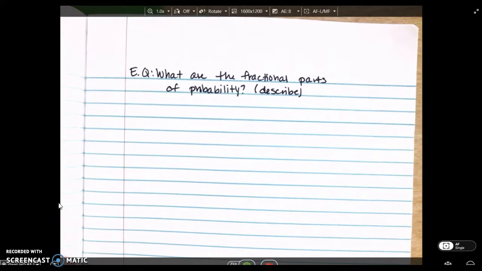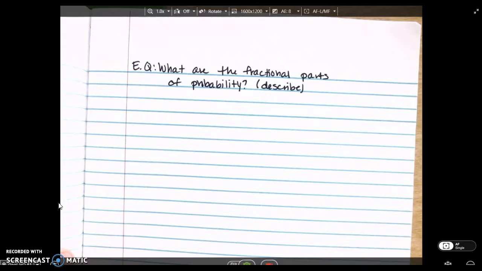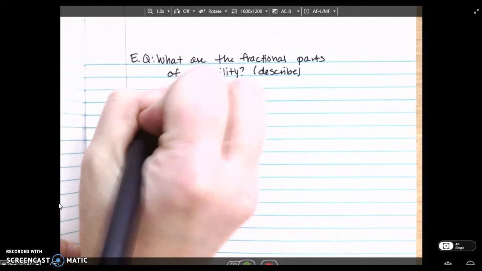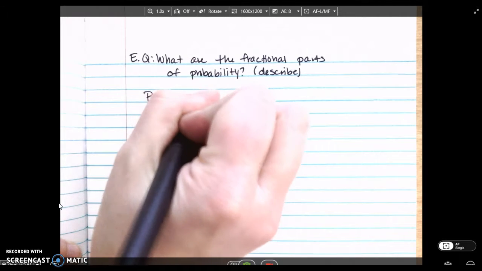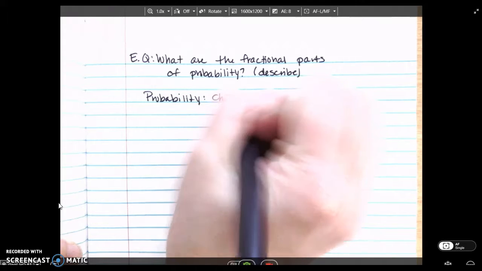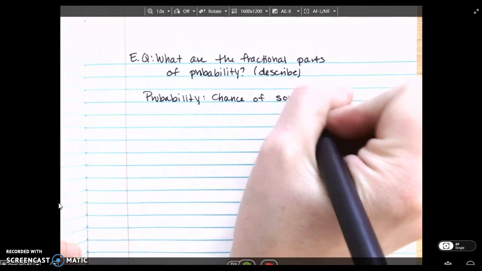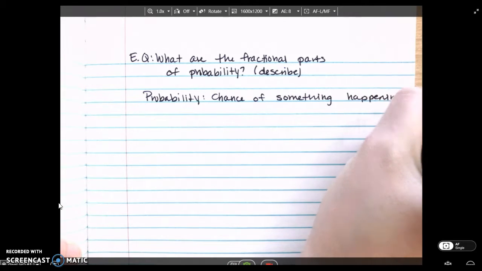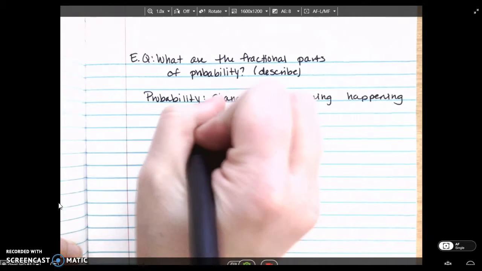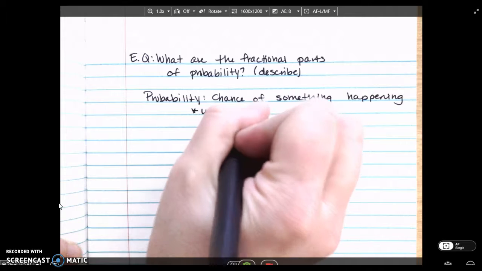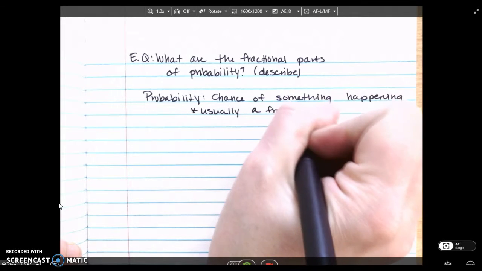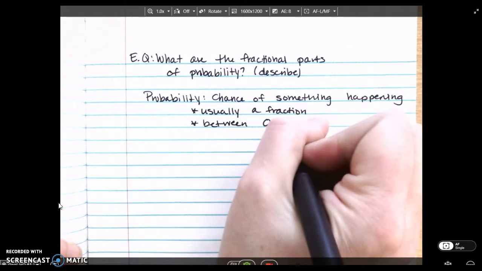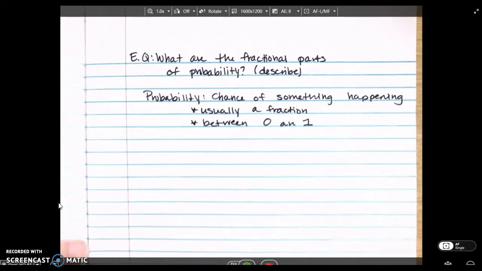This is an instructional video about theoretical probability, and our essential question is, what are the fractional parts of probability? So first thing is probability is the chance of something happening. Usually we see it as a fraction, and it's between 0 and 1, because fractions are usually between 0 and 1.